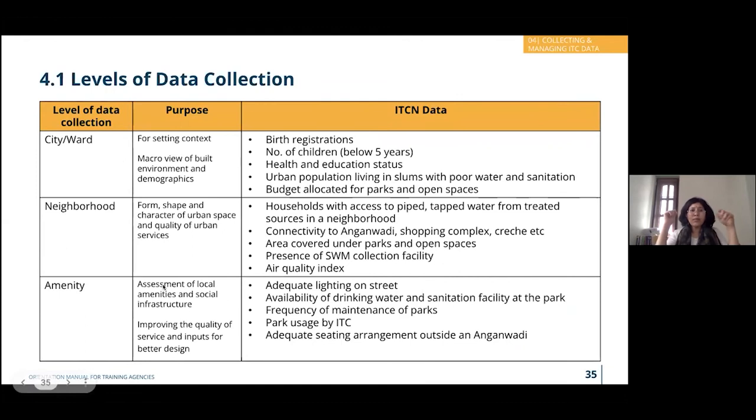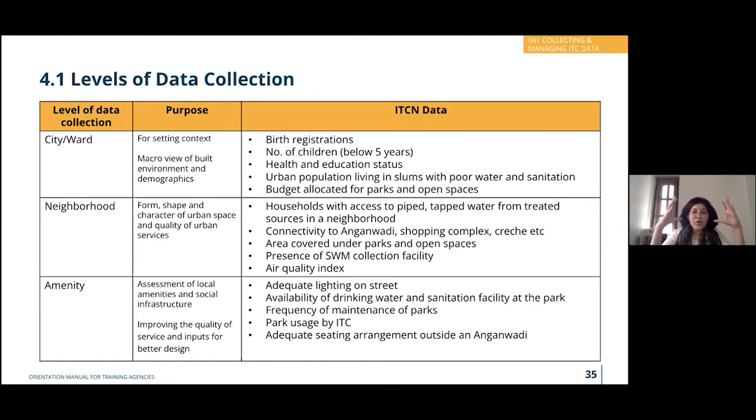What will be, for example, based on these 65 indicators, what is the example of this, right? So at the city level, you have things like birth registrations, you have budgets allocated for parks. Again, it's a very important data piece in terms of positioning this. At the neighborhood level, you can collect how much area is under parks and open spaces, what the air quality index is at the neighborhood level, how the street connectivity is, whether there is enough lighting on a street, whether parks have toilets and drinking water, right?